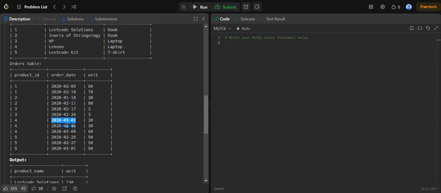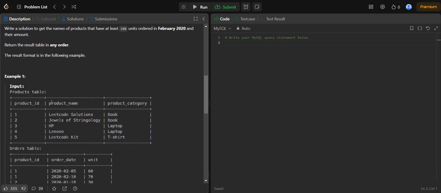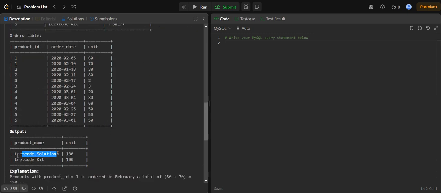So March I do not need. Again March I do not need this. So February I will need. So product ID 1 and 1, these two are bought in February. So total units bought is how much? 130. So I will report product ID 1. Total units bought is 130. And what is product ID 1? Leetcode Solutions. So Leetcode Solutions, 130. Correct.